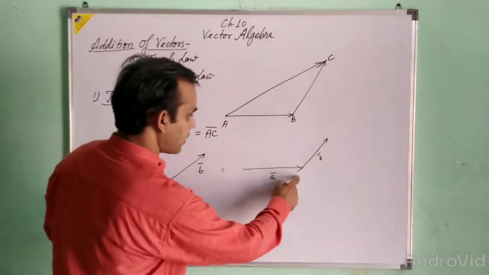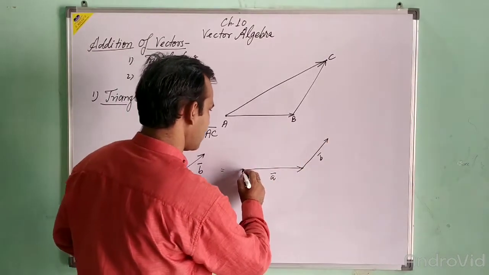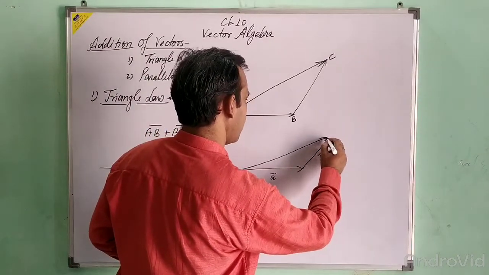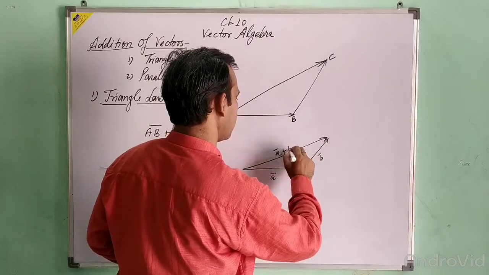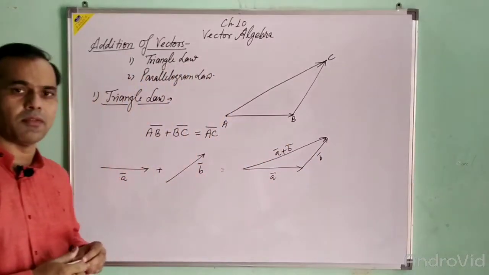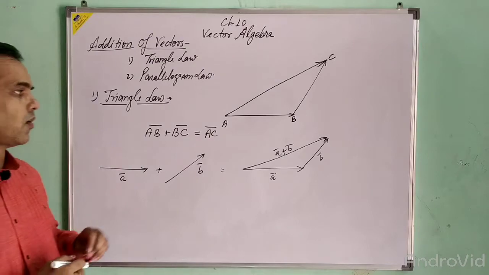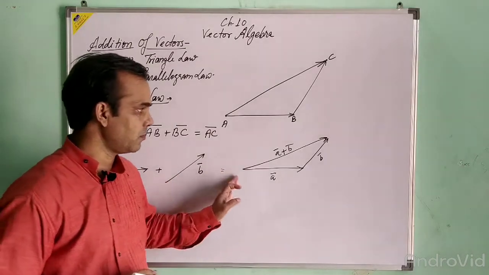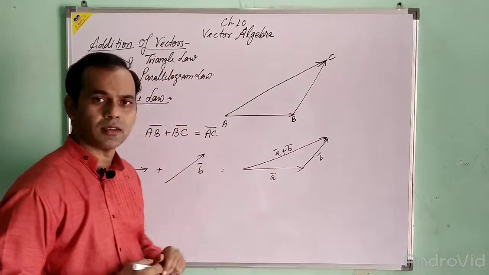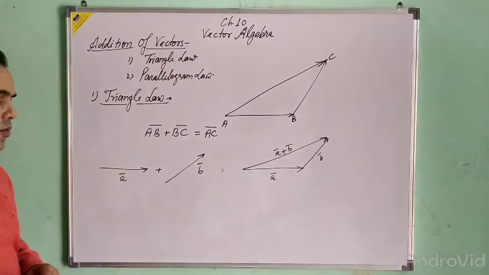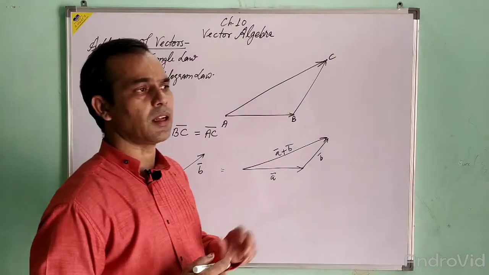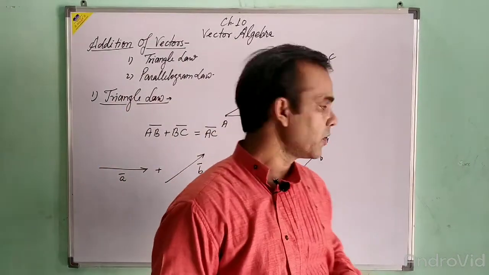So this is A vector and this is B vector. The resultant will be given by this vector. It will show A plus B vector. So the resultant of A vector plus B vector will be in the direction shown in this figure. This is the way to add two vectors A and B. We can add two or more vectors in this way.